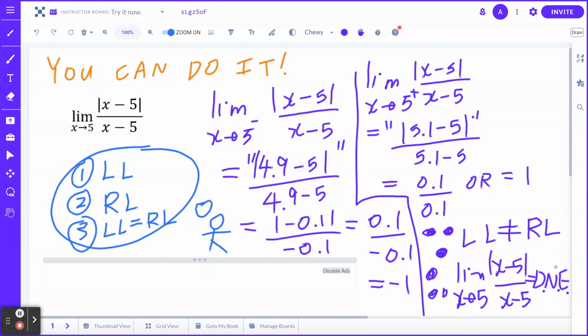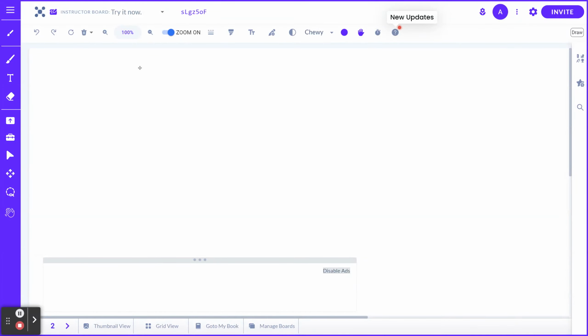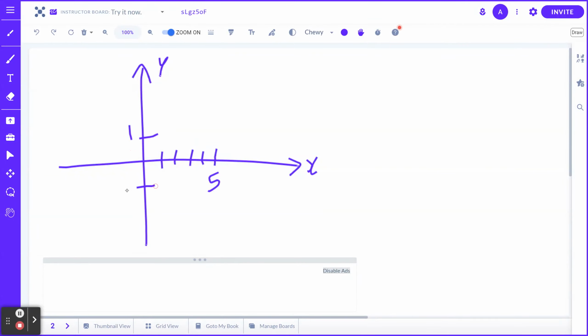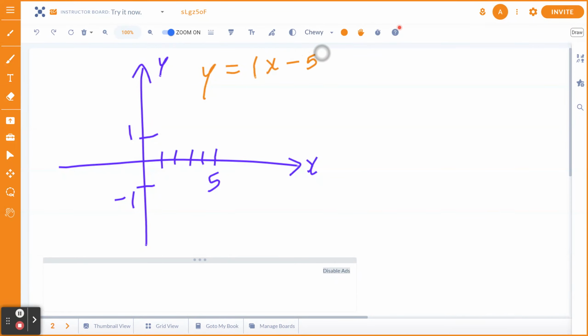So how do I graph this to confirm I'm doing this right? Again, I would say to everyone, spend that 1 extra minute, draw a graph. And what that really means is the following. If I go back, set up a scale, and I'm graphing the function. Again, let's switch to another color for you. Let's go back to the first color. And I'm graphing y equals the absolute value of x minus 5 divided by x minus 5.